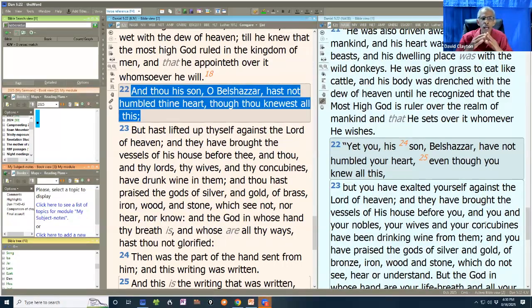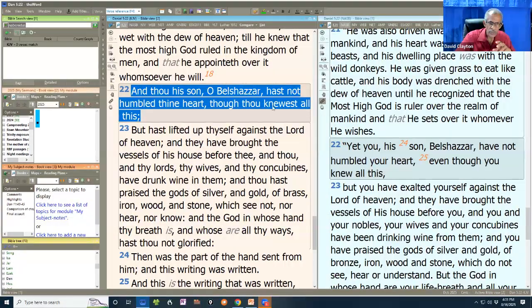So that record was a matter of public record. He knew that at the end of 7 years, just as was prophesied, his grandfather came back to his senses. So it was not a secret. At least by the time you came to that third generation, it was still very public knowledge. So when Daniel says to Belshazzar, you knew this, he's speaking something that is a matter of public knowledge.